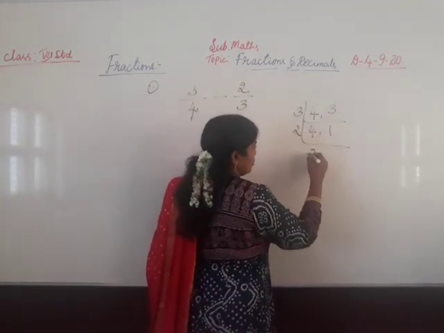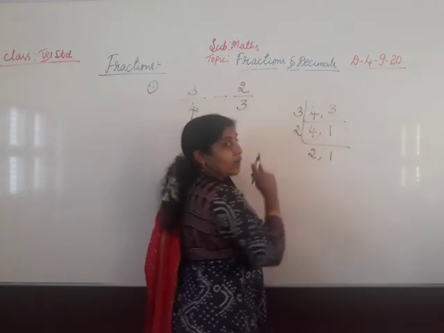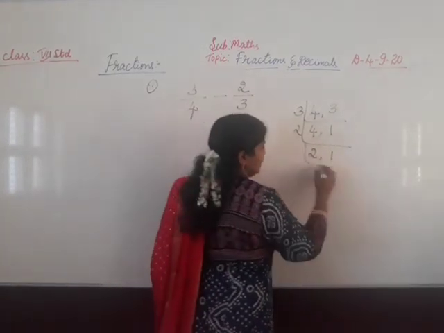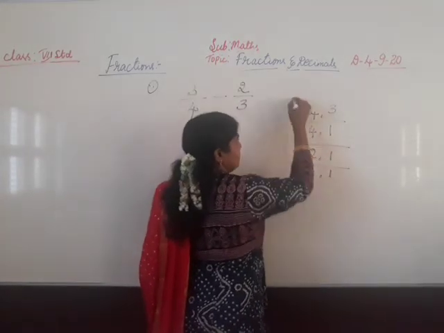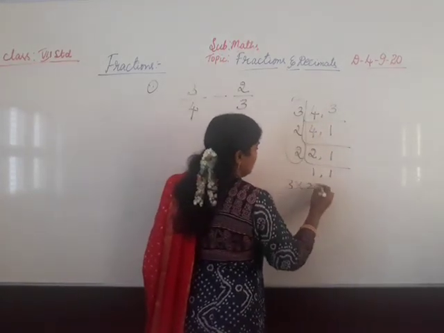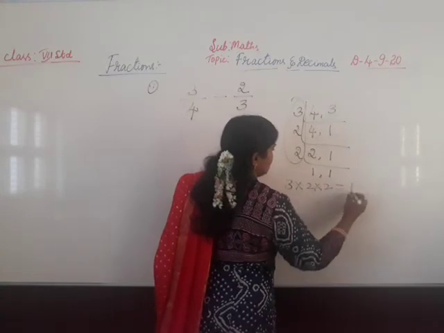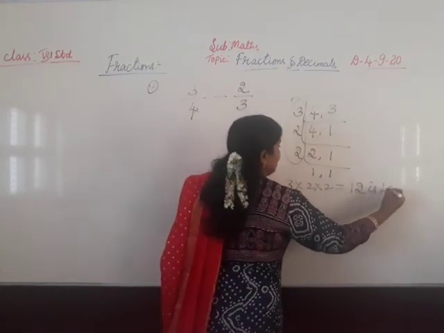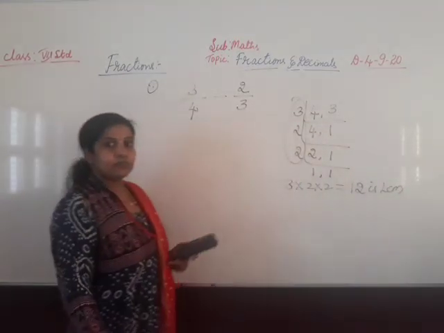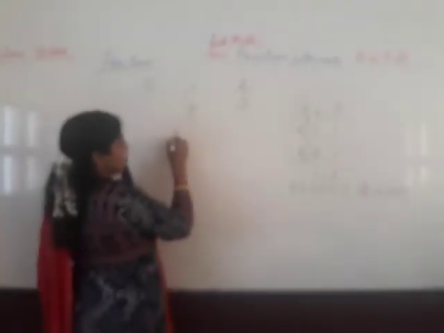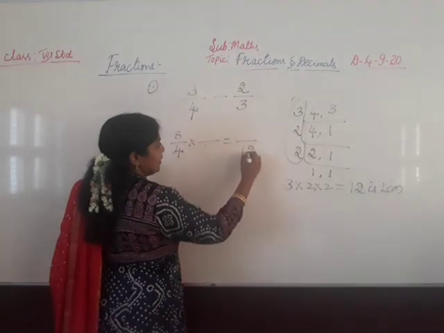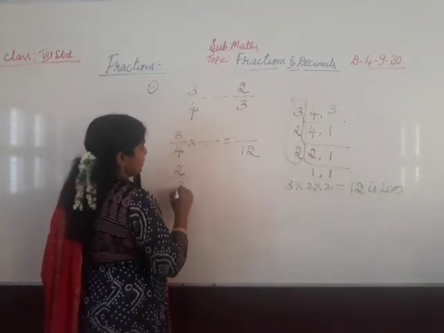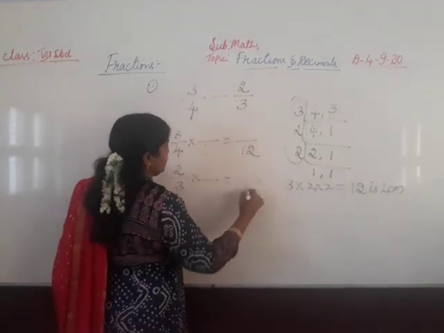From those numbers only we have to find the LCM. Next, 2. 2 2s are 4. Don't take 4 directly, we have to take the prime numbers only. So 3 into 2 into 2. So what is the LCM? 12 is the LCM. Now make the denominators equal. What is the LCM we got? 12. And make the denominator equal for both the fractions.